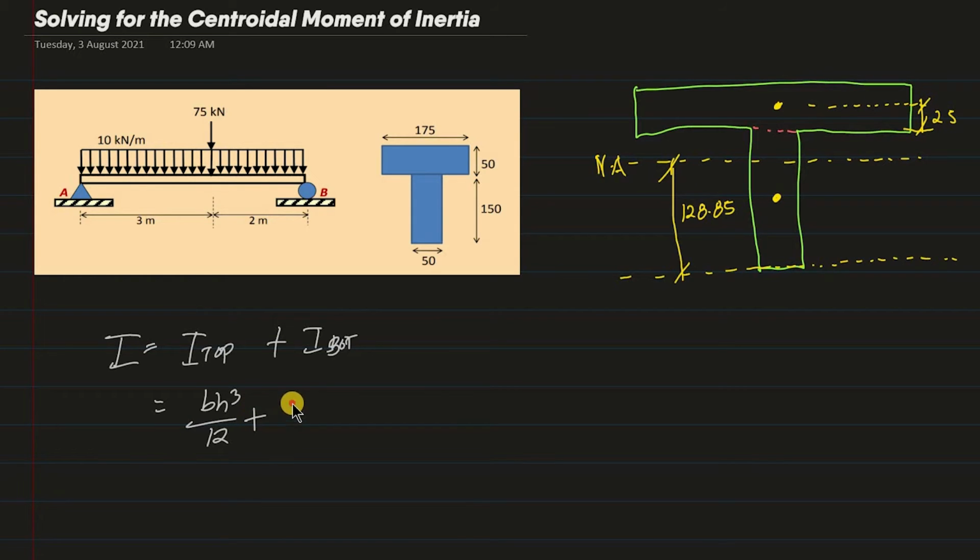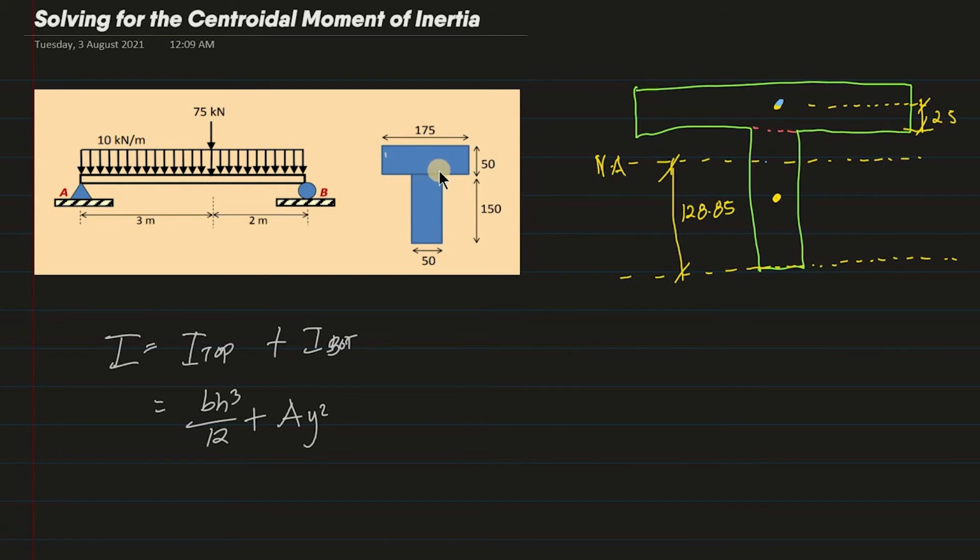Plus, anong i-add natin dito? I-add natin dyan yung area ng figure times y squared. Ano itong y? Will be equal to the distance mula sa centroid ng figure papunta na ngayon sa ating neutral axis. Ito. Okay? So, papunta na dito yung y na yon. Alright. So, tanggalin muna natin yan.